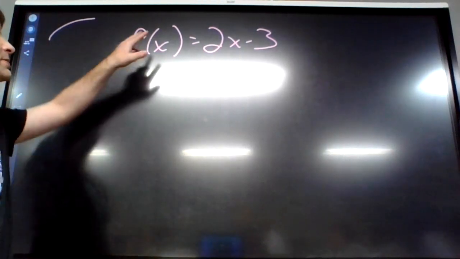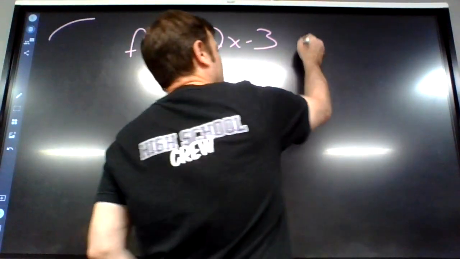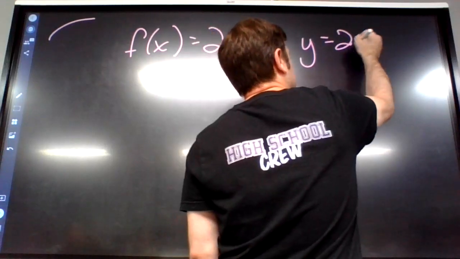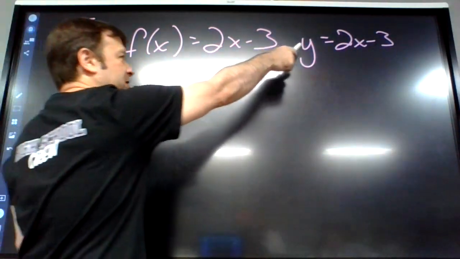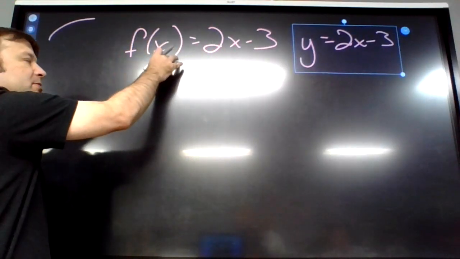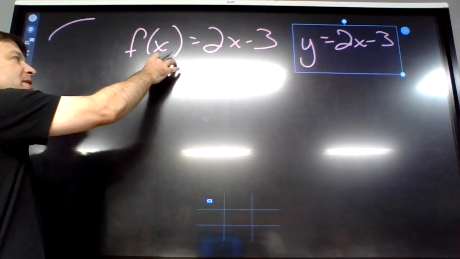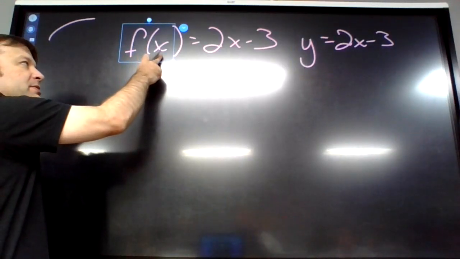Function notation. I lost my pencil. It's basically the exact same thing as y equals 2x minus 3. So we're replacing the y variable with an f of x. What does this little parentheses mean? It means the f value depends on what you put in for the x.